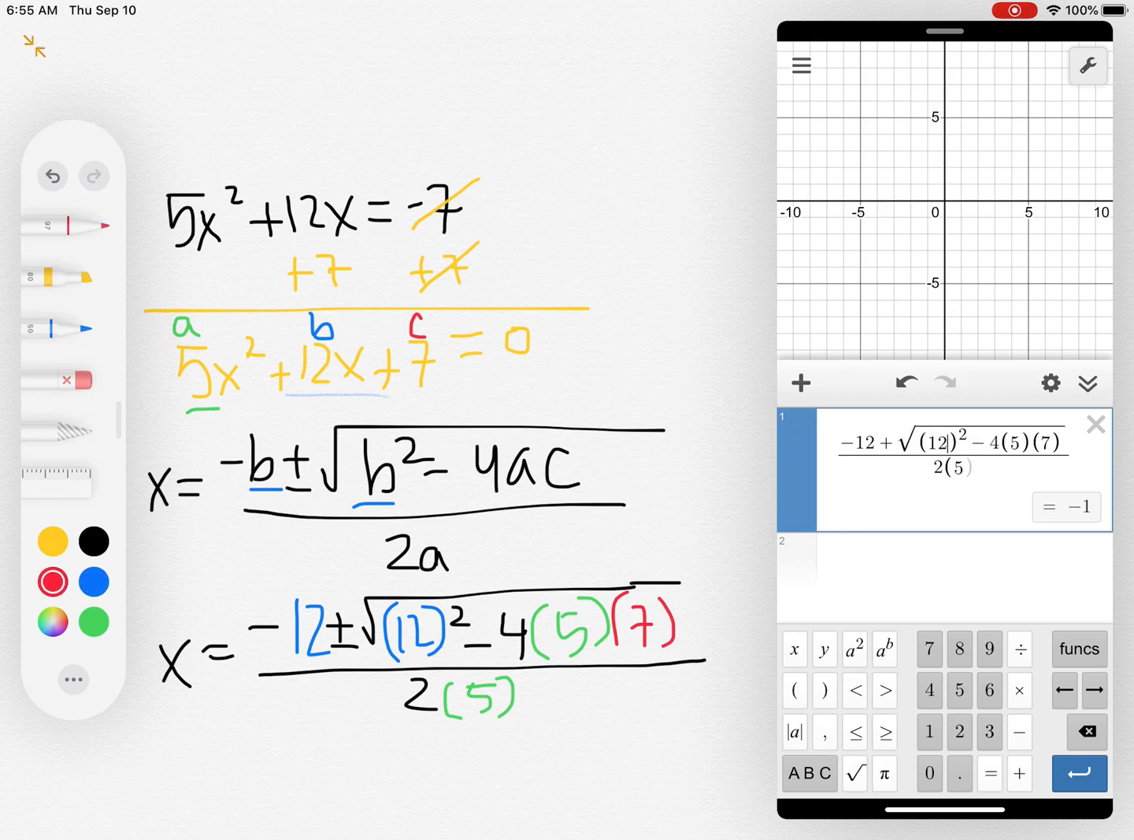Much better. So one of our solutions is x equals negative 1. And then last but not least, we need to do the minus sign version, change the plus sign to a minus sign. Our other answer is negative 1.4.